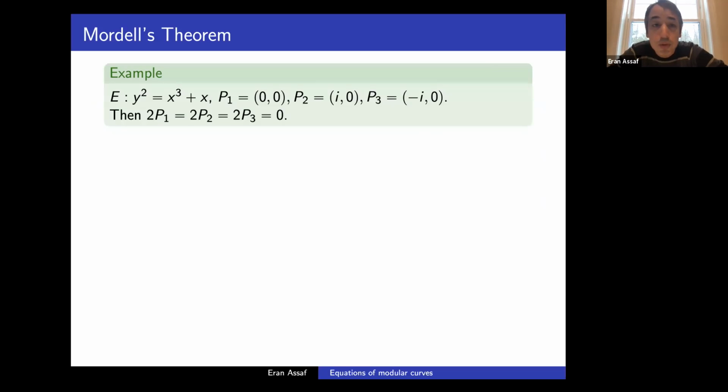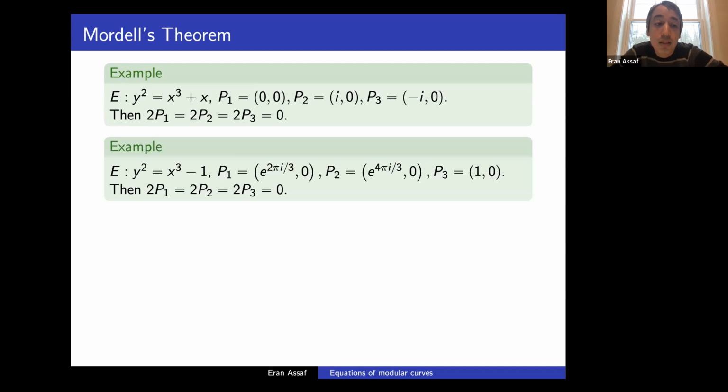Here's an example for points not with rational coordinates, but for the addition operation. If we look at the curve y squared equals x cubed plus x, and we look at the following 3 points, (0, 0), (i, 0), and (minus i, 0), then each of them is a point of order 2. If we add it to itself, we obtain 0. That's because their y coordinate is 0, so when we reflect them in the x-axis, we obtain the same point.